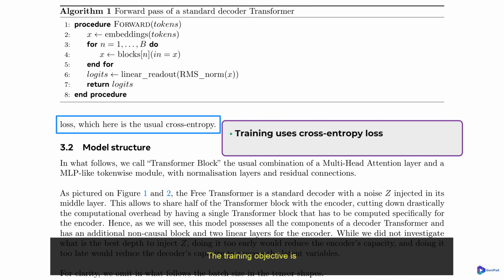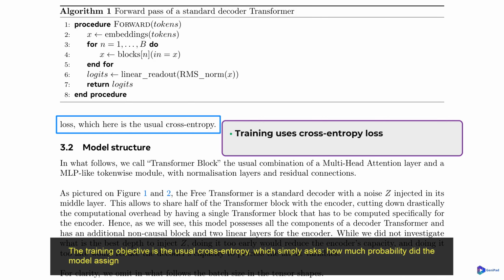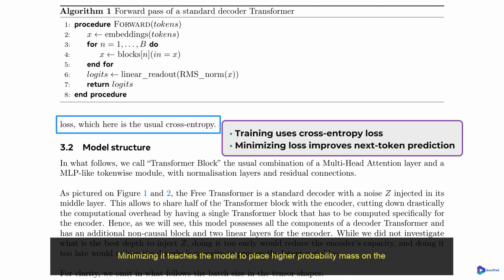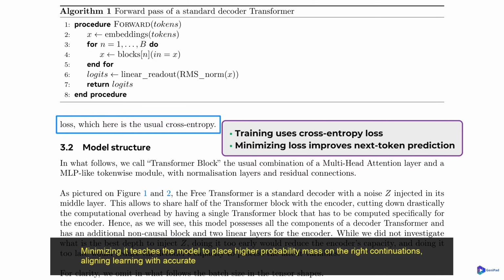The training objective is the usual cross-entropy, which simply asks, how much probability did the model assign to the correct next token? Minimizing it teaches the model to place higher probability mass on the right continuations, aligning learning with accurate next token prediction.